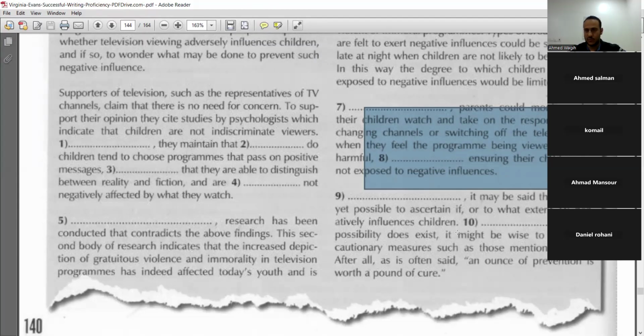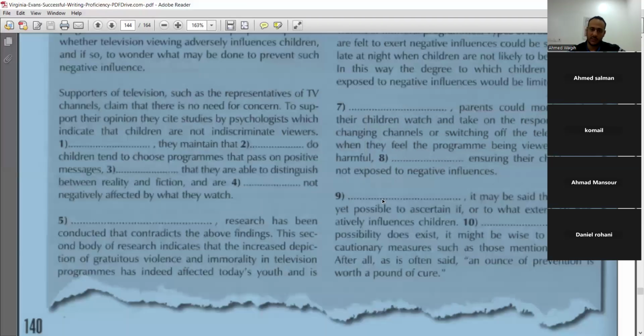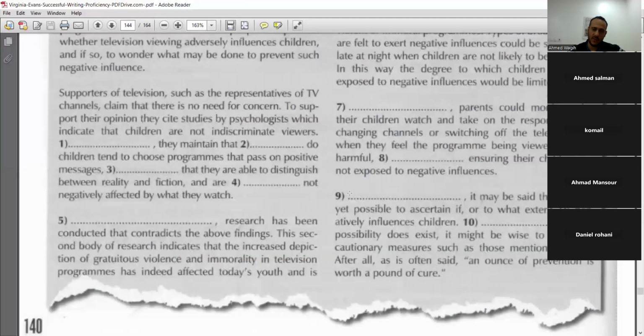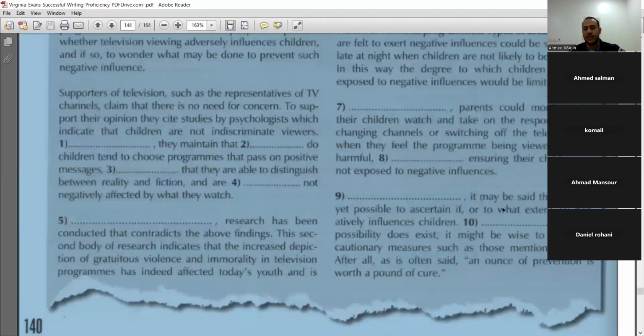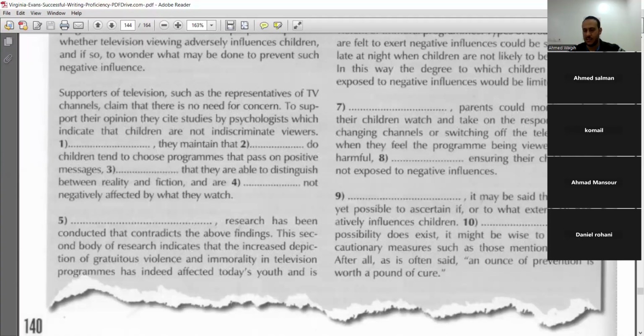Okay, so let's move on to the conclusion. Usually we start the conclusion with in conclusion. So in conclusion, to sum up, all in all, it may be said that it is not yet possible to say for certain to what extent television negatively influences children. Yes, we know that there is a negative impact, but to what extent that negative impact reached the children, we don't know.